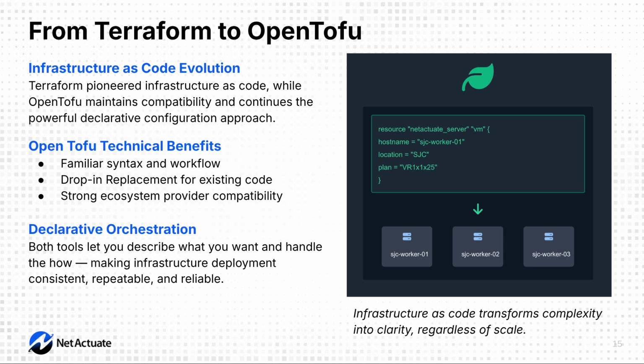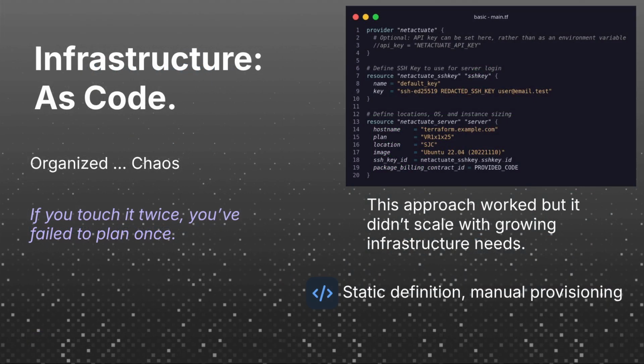You have a resource name of a specific type. You name that resource. You put it in a location, and you tell the service how big you want it to be. And this becomes copy and pastable for multiple machines. And this begins declarative infrastructure. But ultimately, it can be organized chaos. Because with these abstract systems, if you touch it twice, you've failed to plan once.